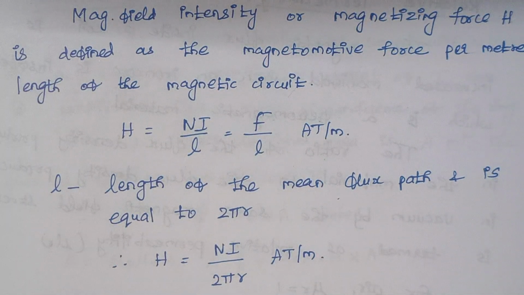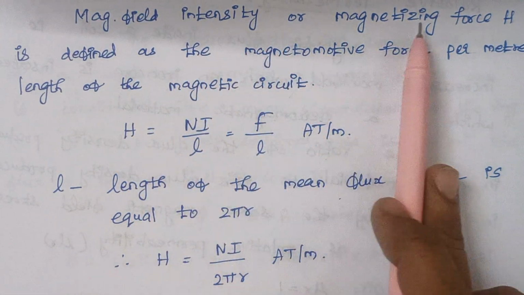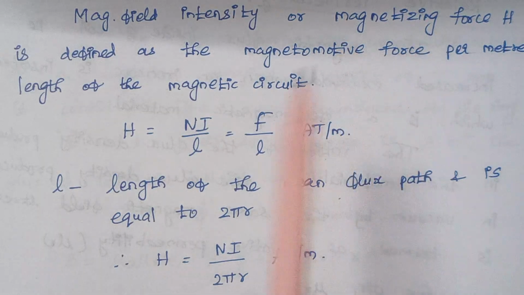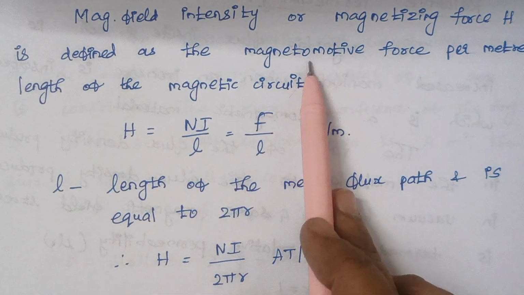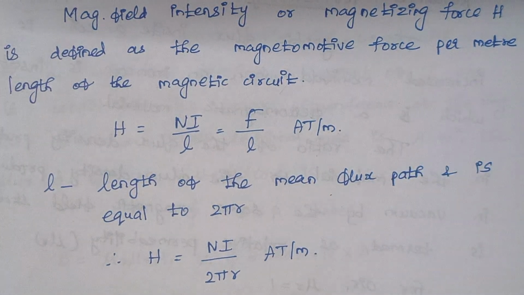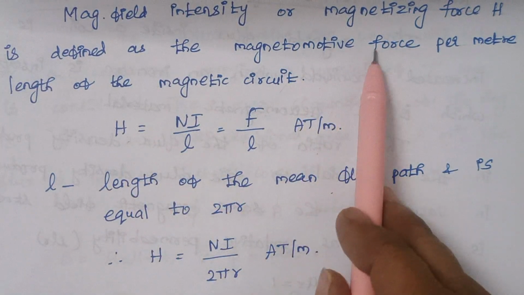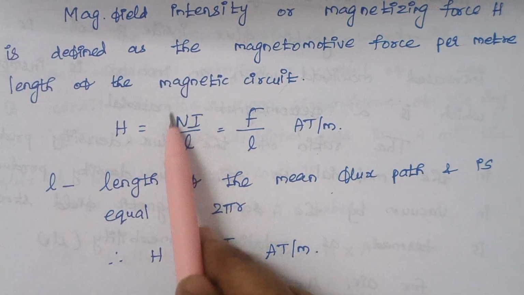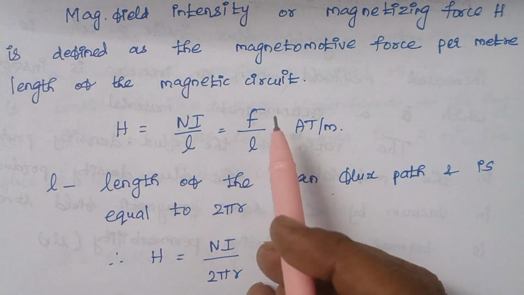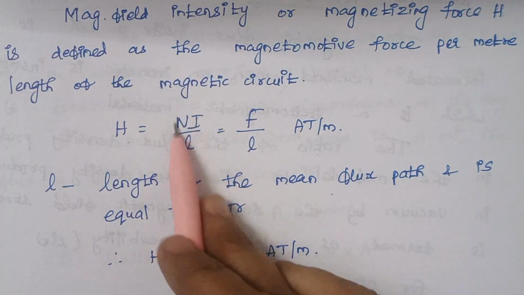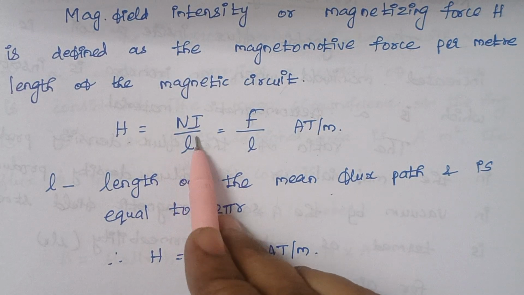So next, we are going to frame some formulas. What is meant by magnetic field intensity or magnetizing force? This magnetic field intensity or magnetizing force is the ratio of magnetomotive force per meter length of the magnetic circuit. What is the magnetomotive force? It is the product of N into I, that is, the number of turns into the current that flows through the coil. So this magnetic field intensity is the ratio of magnetomotive force to the length of the magnetic circuit.